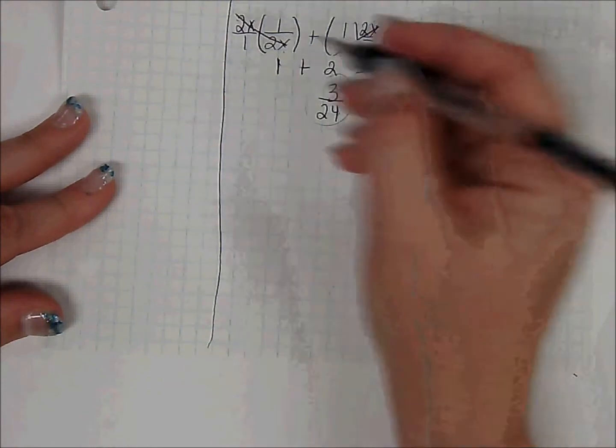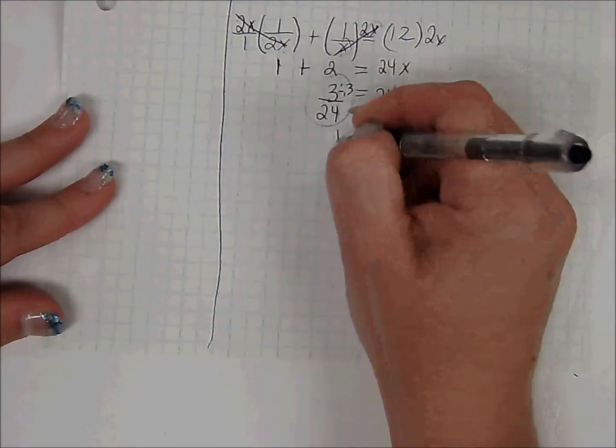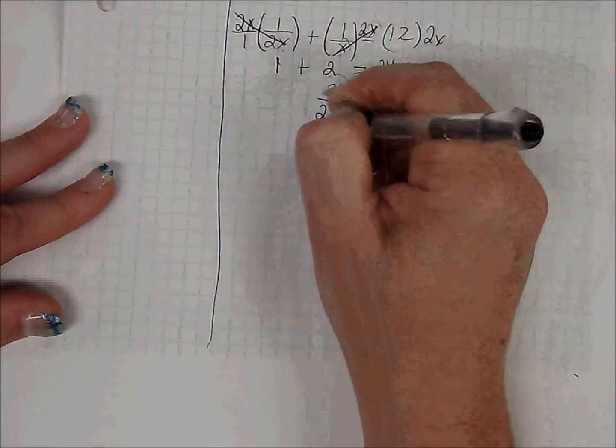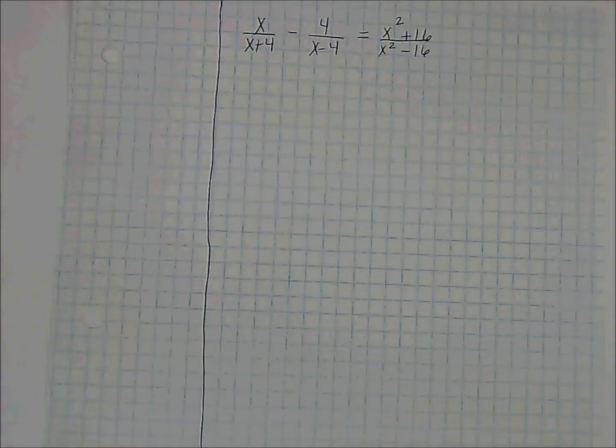I know I can divide by 3. 3 divided by 3 is 1. 24 divided by 3 is 8. And I now have my answer for x. X is 1/8.